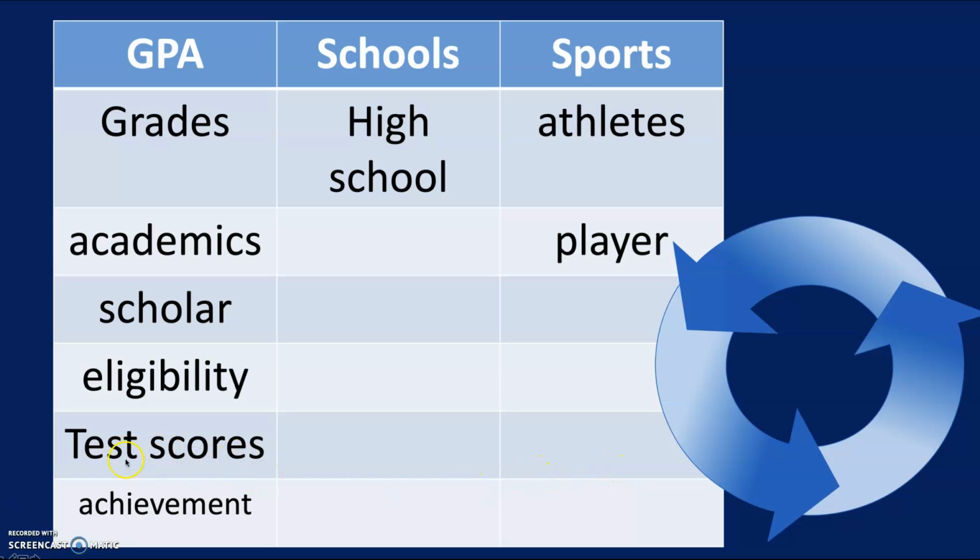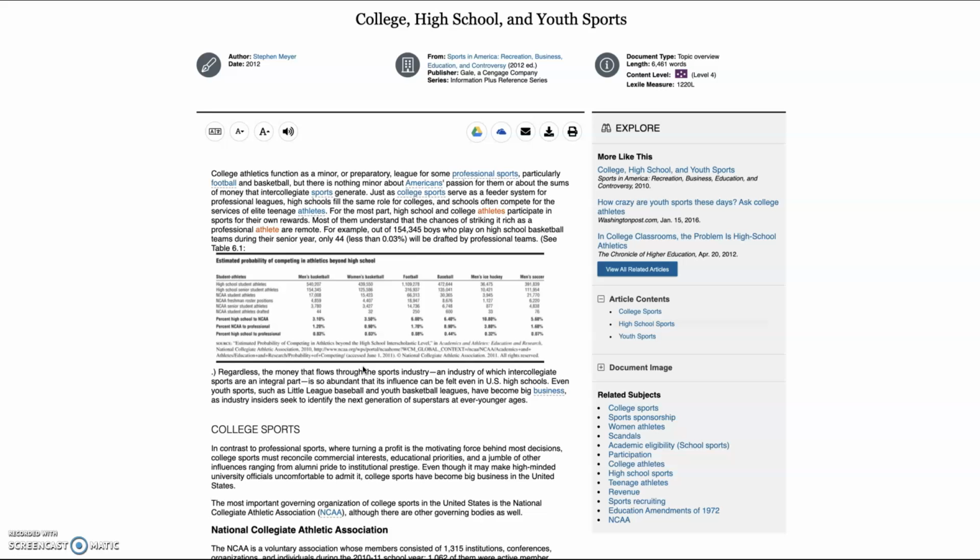I came up with more: test scores, achievement. Keep trying. You only need 4 for your assignment. You're really going to hopefully look for a few more, get 8 today, but keep going on it. Here's that one on high school, college, and youth sports.